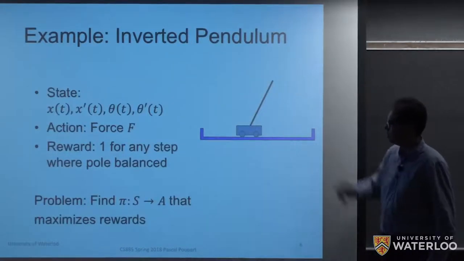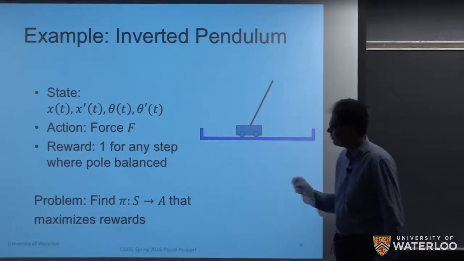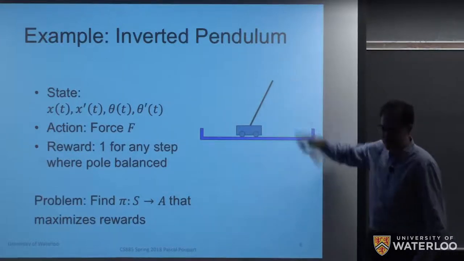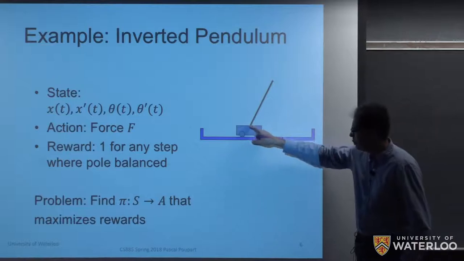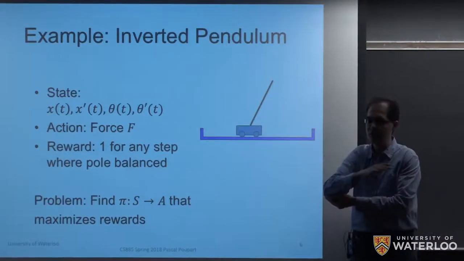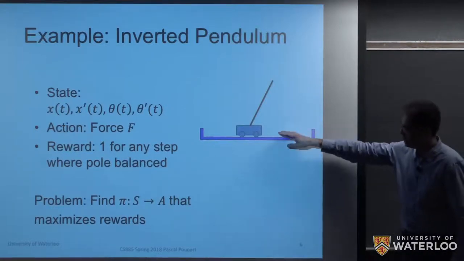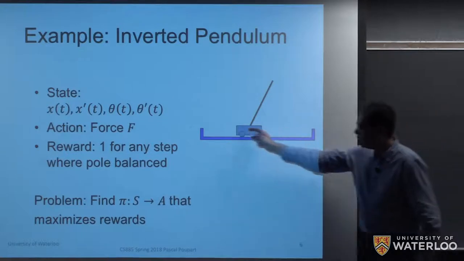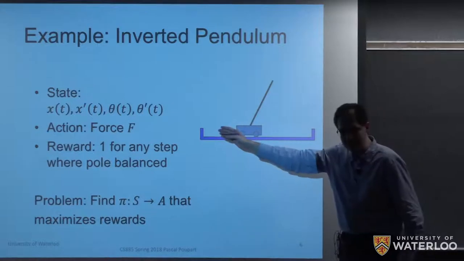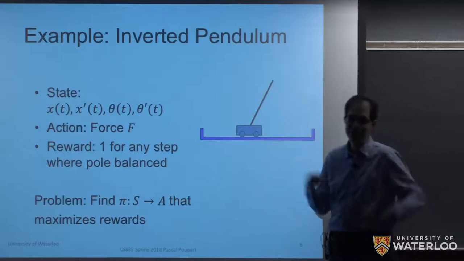All right, so as a concrete example, let's look at a simple task here. Let's say we've got a little cart, and then there's a stick. This stick is attached by a joint here, and then due to gravity, the stick might just fall on one side or the other. Okay? And then for this task, the problem will be, can we control the cart? In other words, move it to the right or to the left in such a way where the pole will remain balanced. Okay? So it's a simple task.